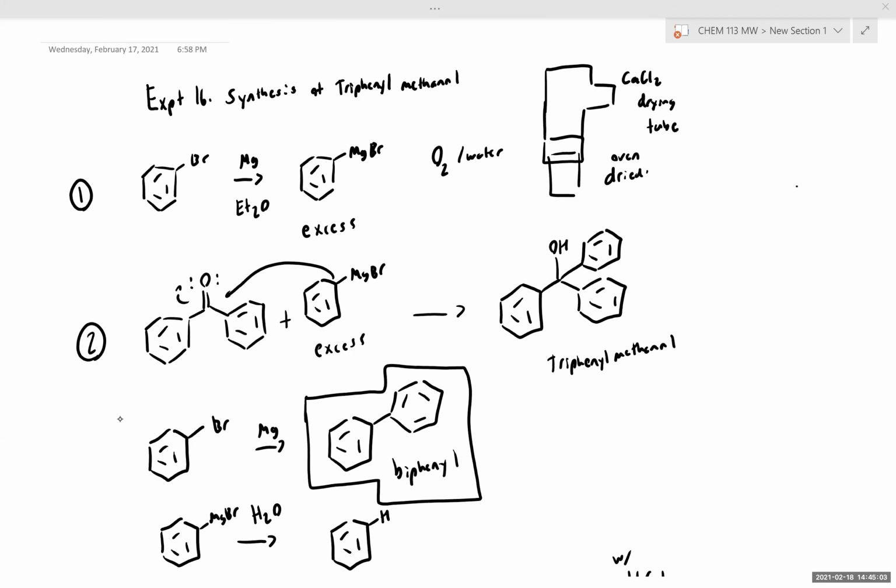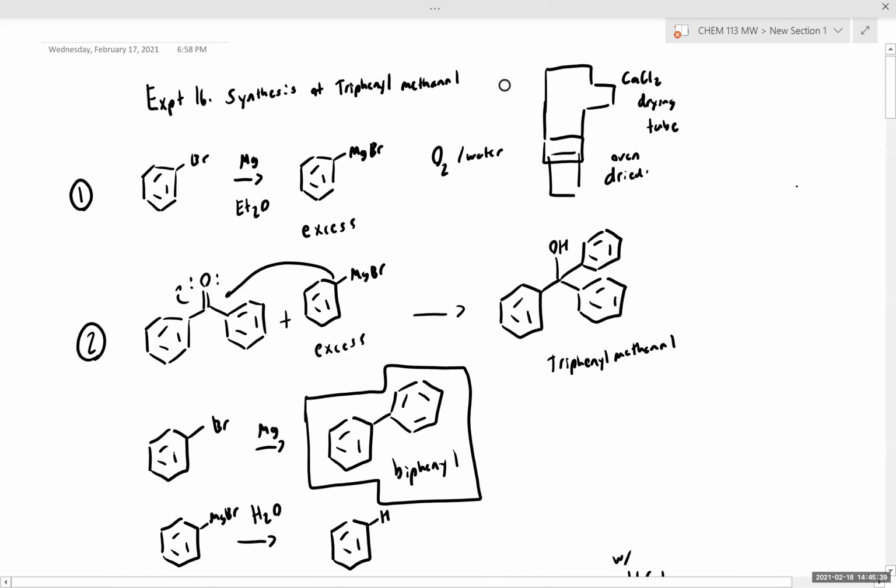Because Grignards are oxygen and water sensitive, this reaction will be run in oven-dried glassware, and the surrounding atmosphere above our reaction will be further dried using a calcium chloride drying tube. This can help minimize loss of our Grignard due to side reactions, but I would like you to note that the Grignard is used in excess in this reaction, and that's important for your limiting reactant calculations.